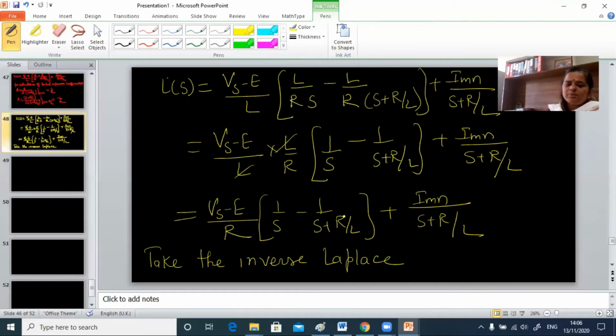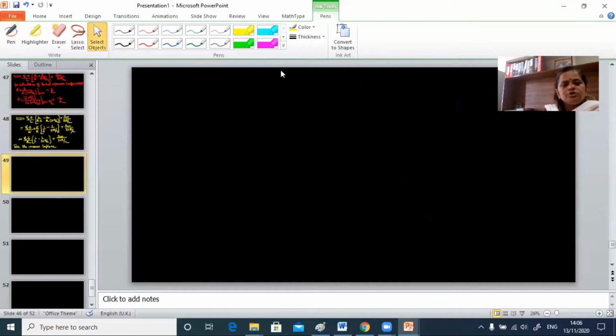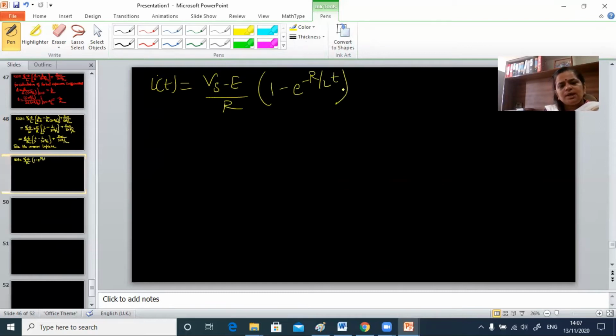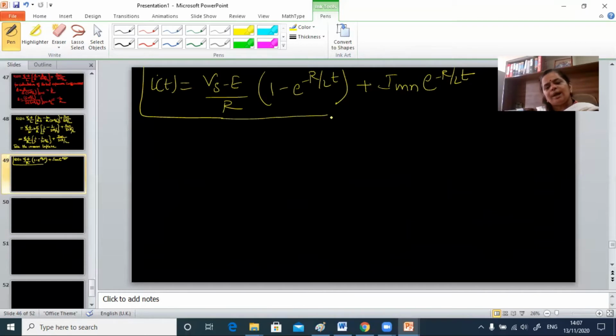और इसका inverse Laplace is e की power minus R by L t. और इसका भी inverse Laplace is e की power minus R by L into t. So Is का inverse Laplace will be I t, Vs minus E by R, 1 minus e की power minus R by L into t, plus I minimum e की power minus R by L into t. So this is nothing but the expression of current during turn on time.